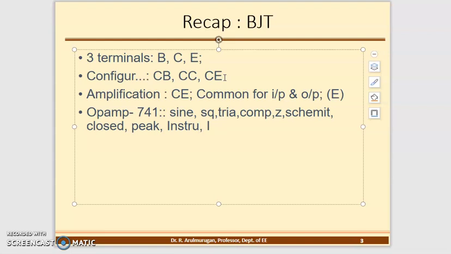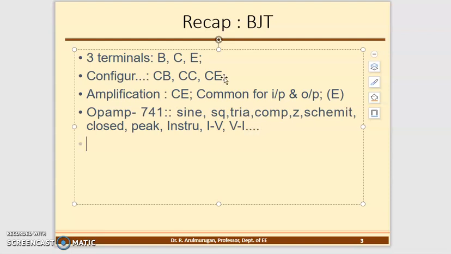And the I to V converter. A photovoltaic panel is a current phenomenon, and if I need to store that current for the entire day, that is called an I to V converter. And the V to I converter is used when I need to pass my signal over a long distance. These are the op-amp circuits you can develop.